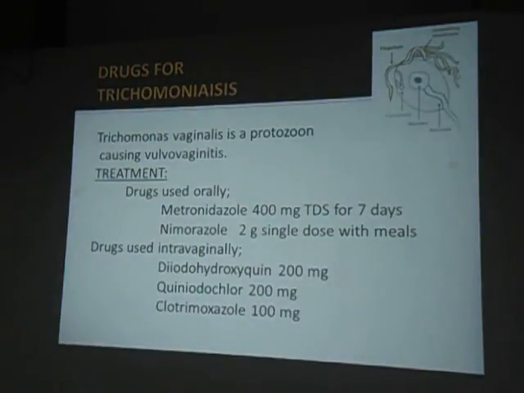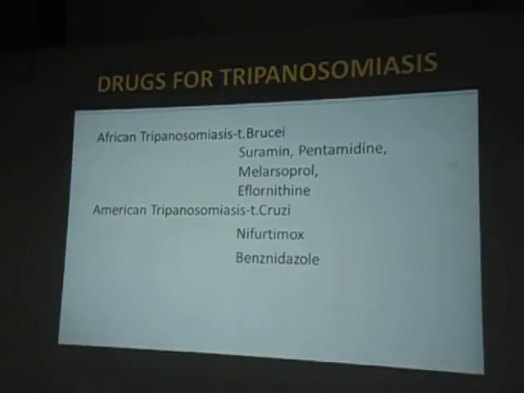So coming to drugs for trypanosomiasis. African sleeping sickness, American trypanosomiasis, what is that? It is less common in India. The drugs used here are suramin, pentamidine, melarsoprol, eflornithine, and in American trypanosomiasis caused by Trypanosoma cruzi, we use nifurtimox and benznidazole.